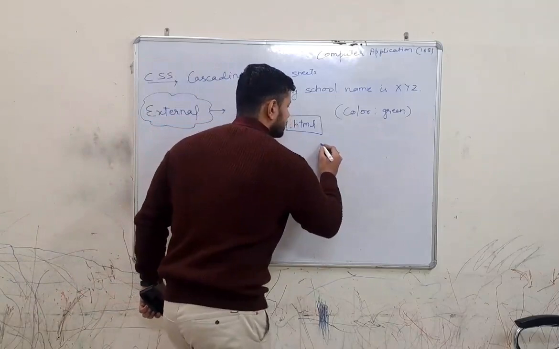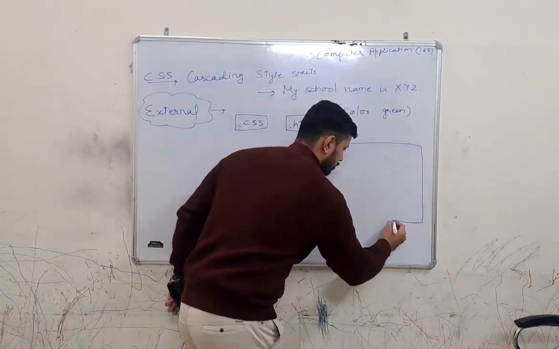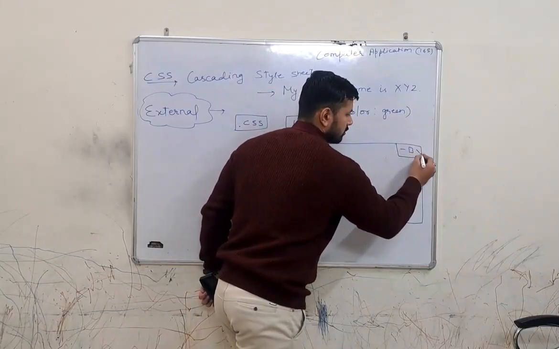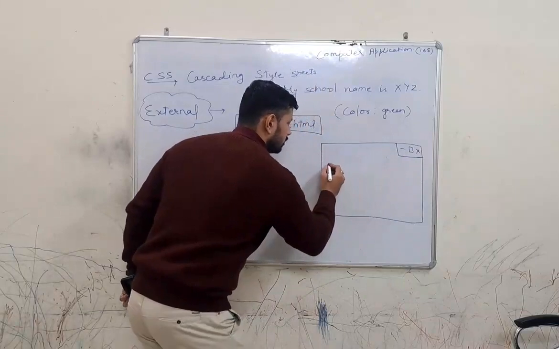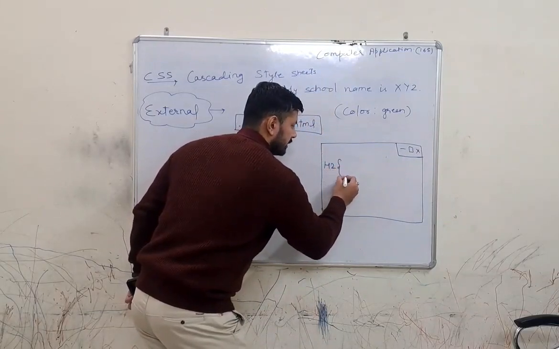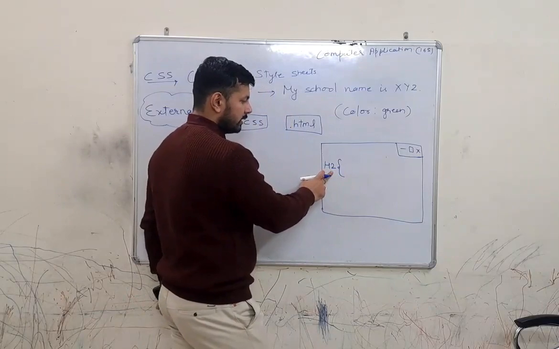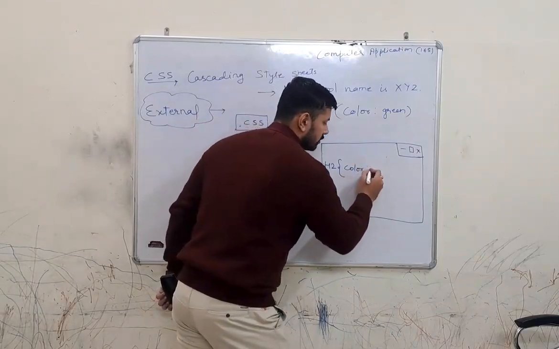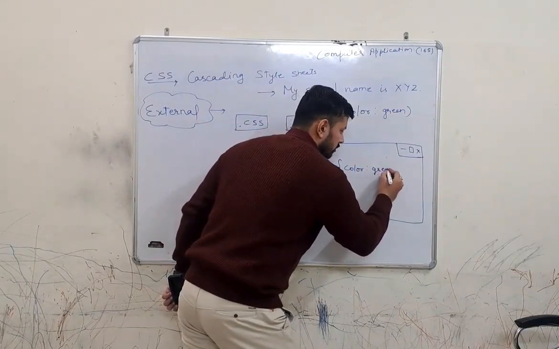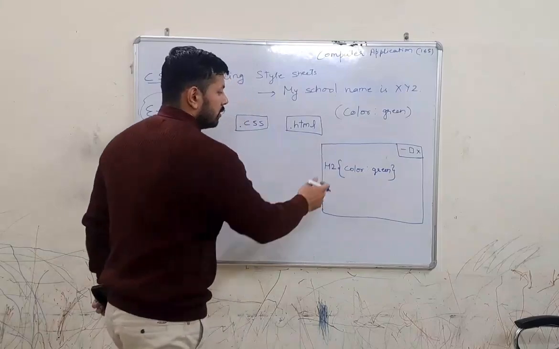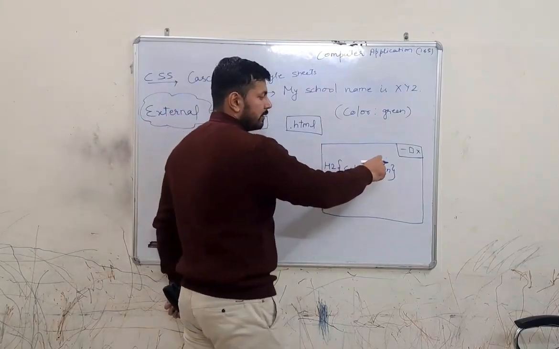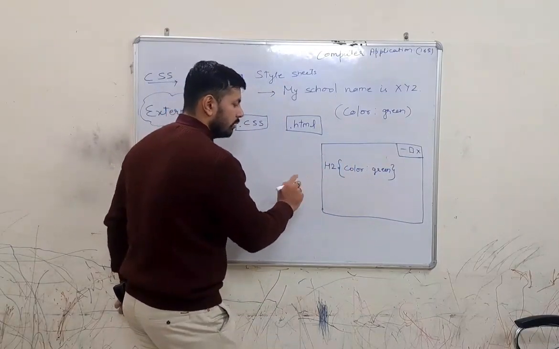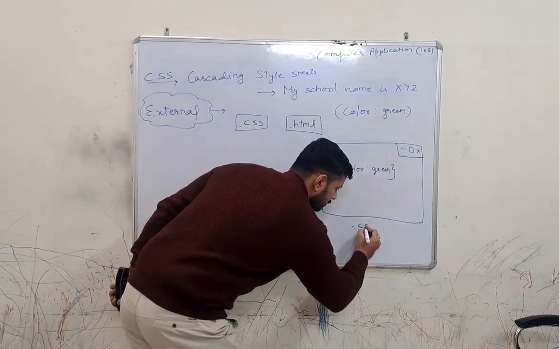Okay, so let me explain here only. First, consider this one is the window of notepad, and in this one I have chosen a selector. I will choose the selector h2, then I will write the property, then I will add the value. h2 selector, property color, and the value green. And after typing this, I will save this file with the extension .css.